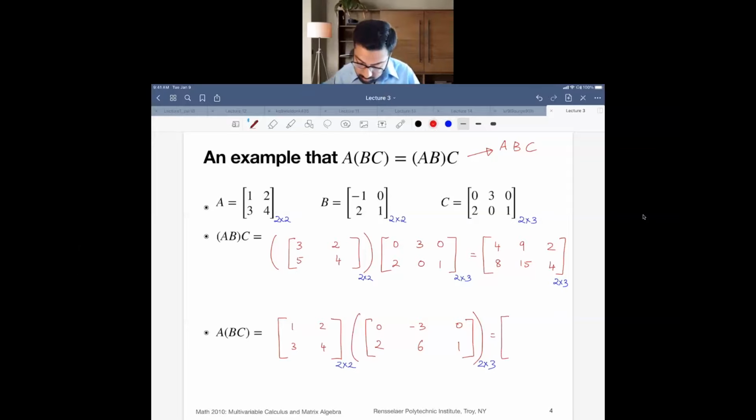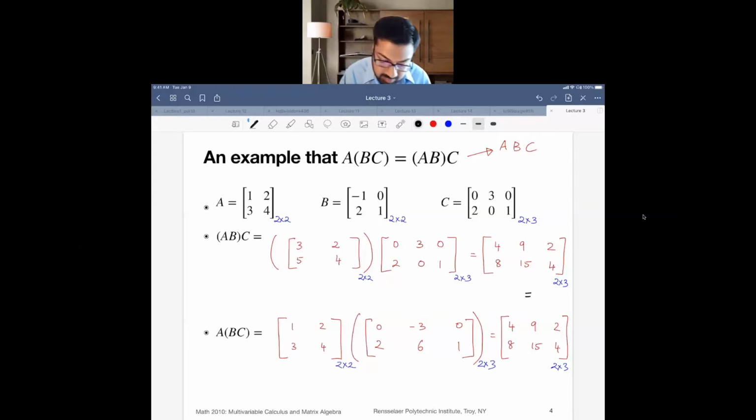So it's going to be 4. And then we have got negative 3 plus 12. And then we have got 0 plus 2. Then we have got 8. Then we have got negative 9 plus 24. All right. And then we have got 0 plus 4. And we can see that it is a 2 by 3 matrix, and we can see that this is equal to this.